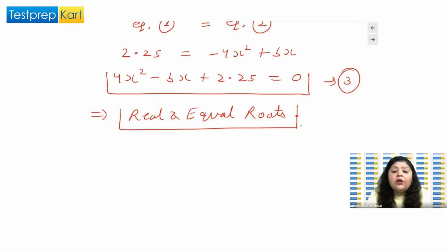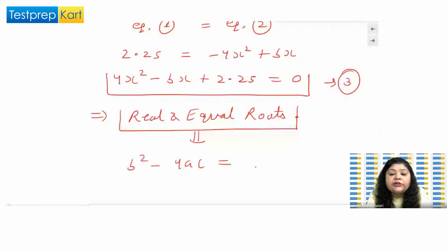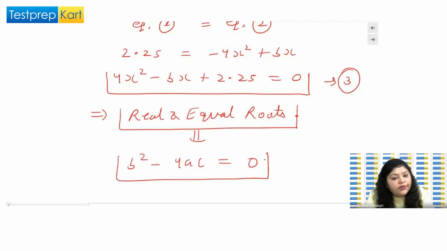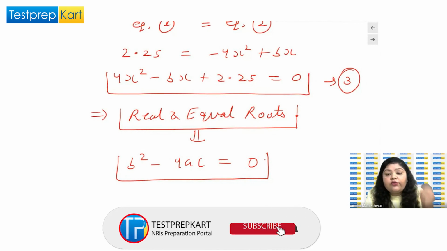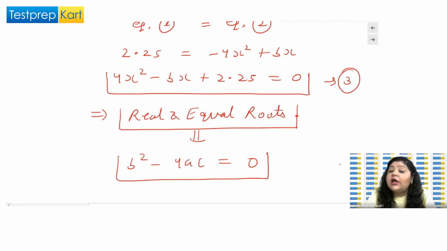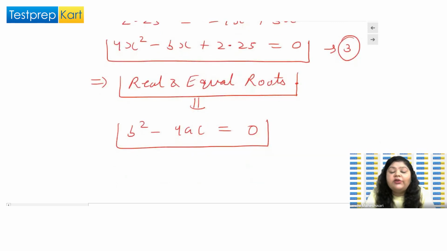Now if it has real and equal roots, that does mean what? b square minus 4ac has to be equal to 0. Then only it is possible. Because we were looking for the value of b, for finding the value of b, b square minus 4ac has to be equal to 0. Then only you can find such a condition in which there will be only one point of intersection with two different roots of the quadratic. So let's just do that together.